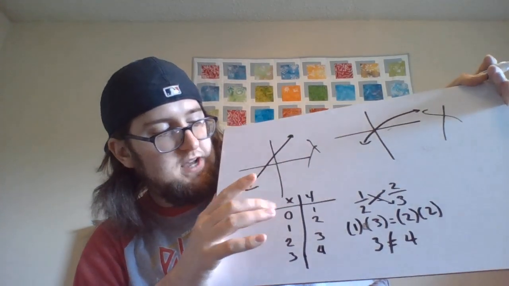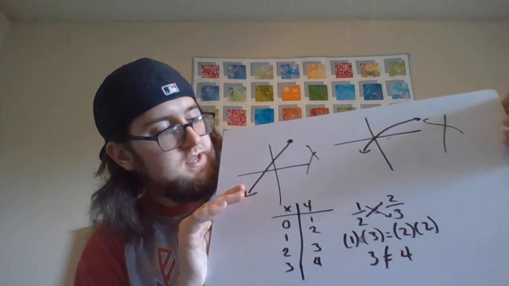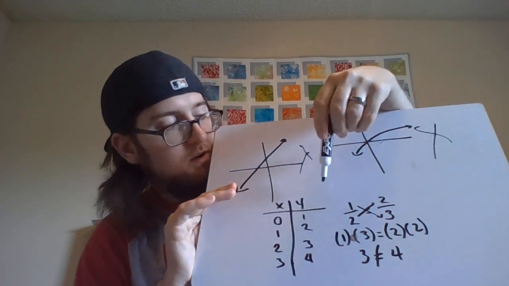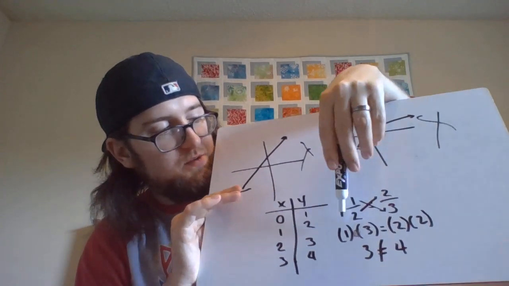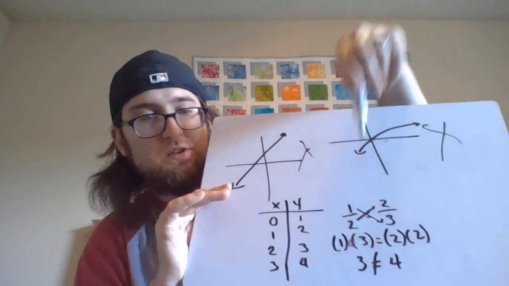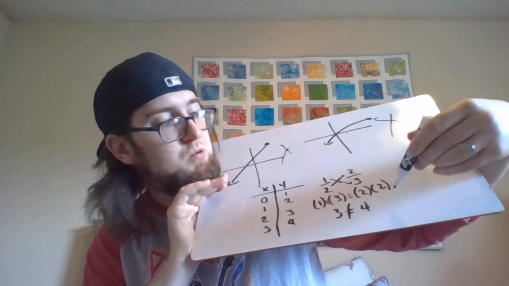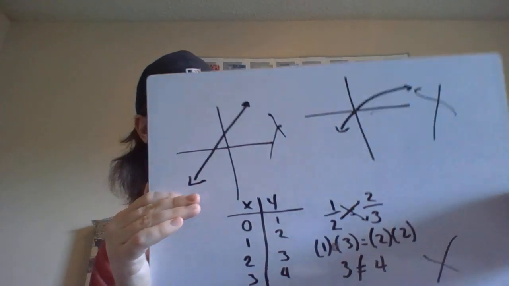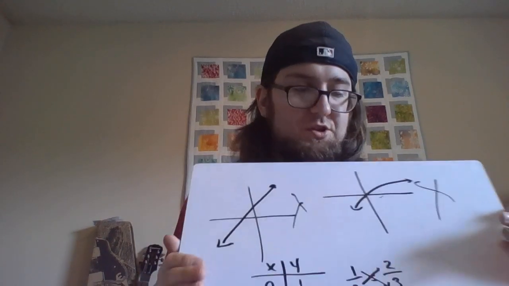So the x is 1, y is 2, and the x is 2 and the y is 3. And I put them over each other, cross multiplied. 1 times 3 is equal to 3. 2 times 2 is equal to 4. Right there, they do not equal each other. Therefore, this is not proportional. Quick and easy check, okay? And now I want to look at a word problem.